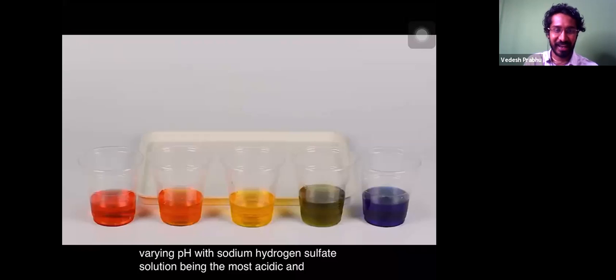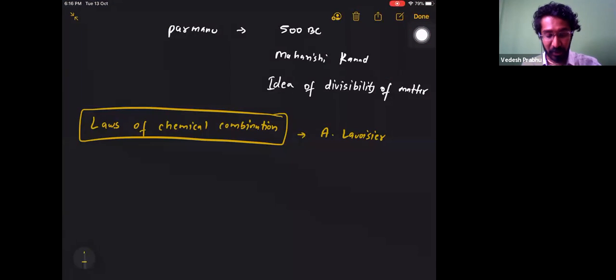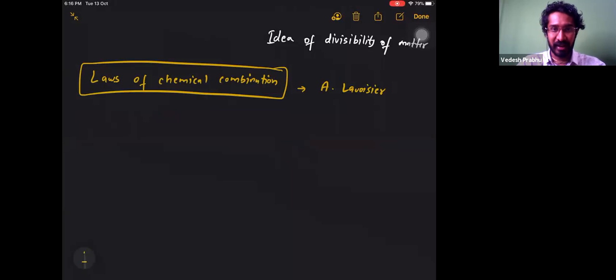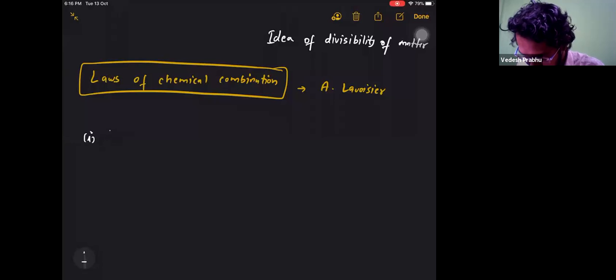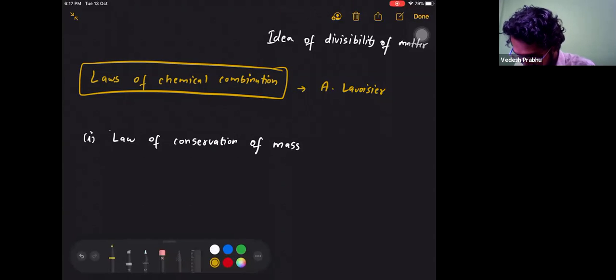When a chemical reaction takes place, you should know what type of chemical reaction it is. I'll be showing some more wonderful chemical reactions throughout the chapter. The first law of chemical combination is related to the reaction. What does it tell? I will write it down. The first law of chemical combination is the law of conservation of mass. First I'll write the statement, then I'll explain what exactly this is. Law of conservation of mass: the mass is neither created nor destroyed in a chemical reaction. So I'll write it here.